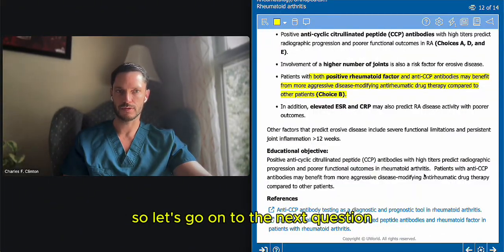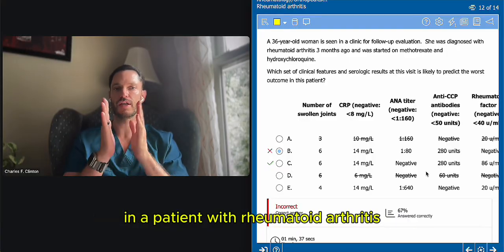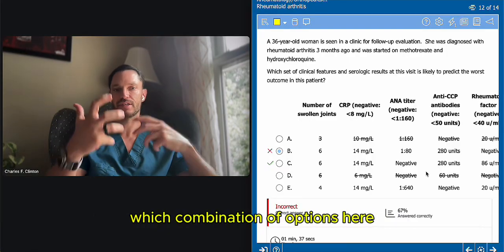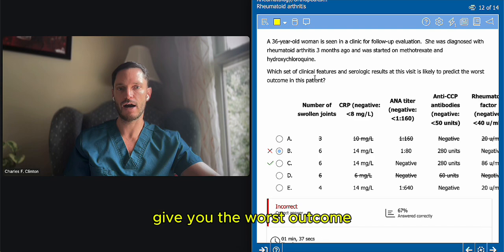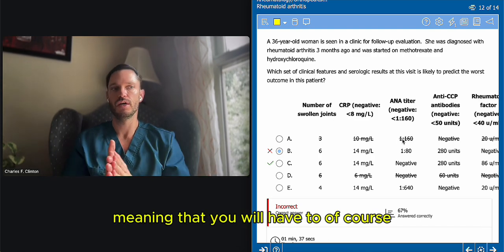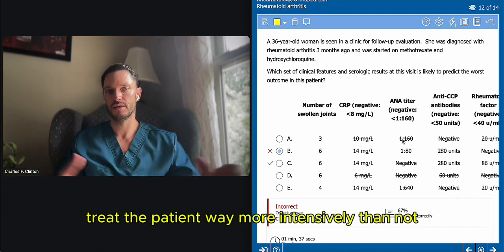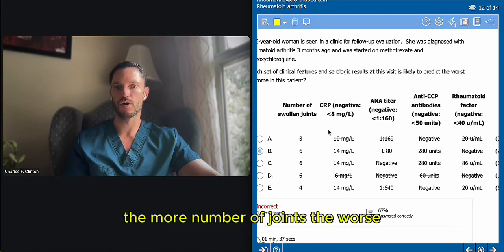So let's go on to the next question. This next question is basically just asking you, in a patient with rheumatoid arthritis, which combination of options here gives you the worst outcome or the worst prognosis, meaning that you will have to, of course, treat the patient way more intensively. So the main point here is, of course, the more number of joints, the worse.